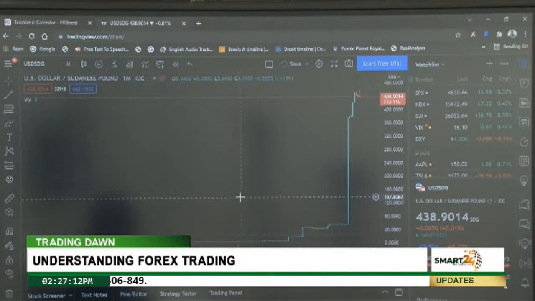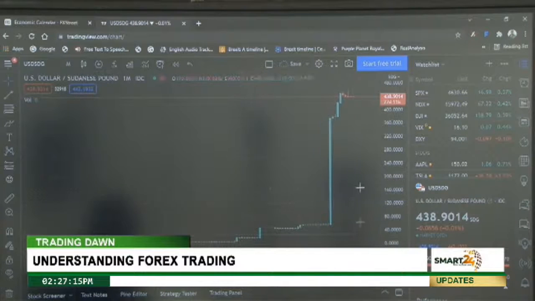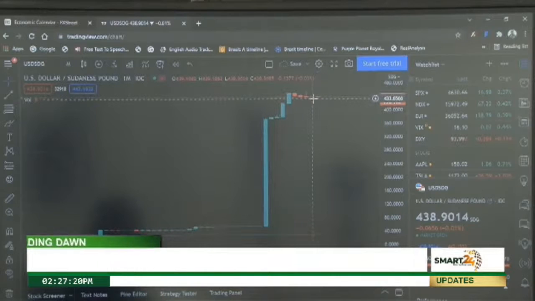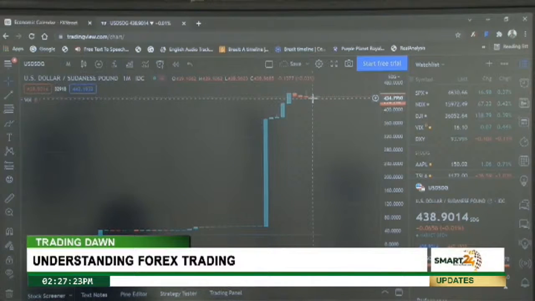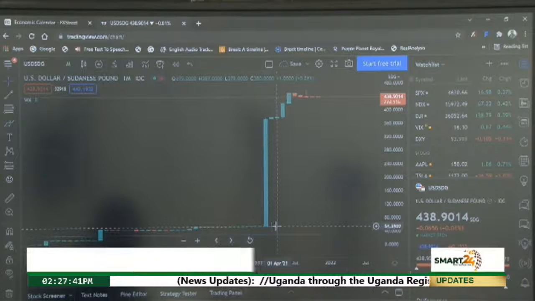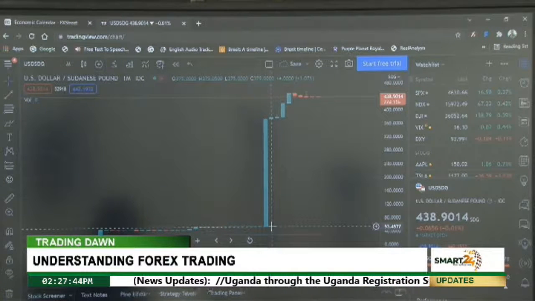Now this coup d'etat has come. So you see this very big candlestick. I think they're saying it was last month. That's what's reported on the news. Before we get to the price right now, there is this big candlestick. This happened in February. On the 1st of February, the price was 53 Sudanese pounds. That was the price of the US dollar in Sudan.